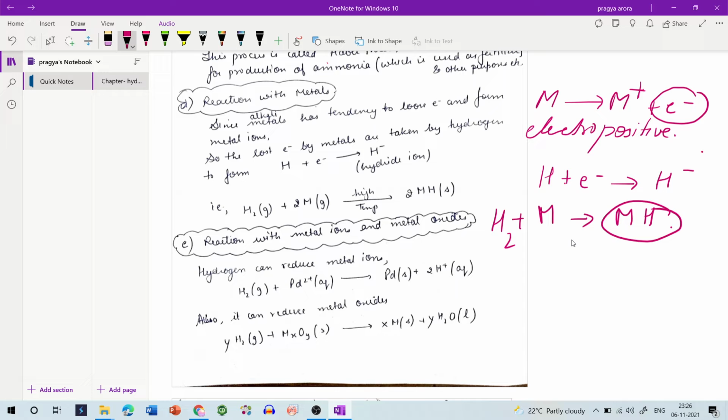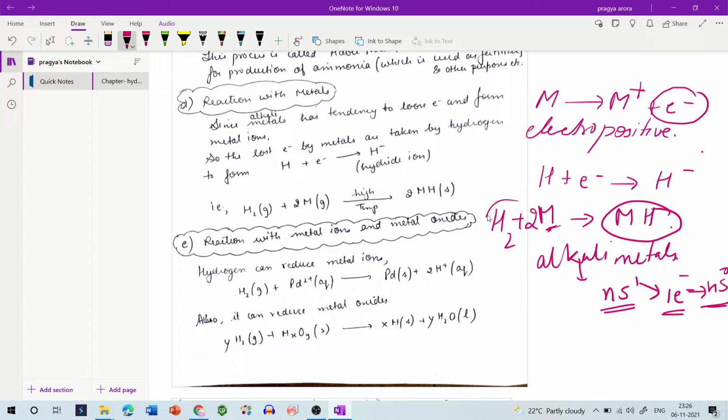These are generally formed with the alkali metals, which are more electropositive. Alkali metals have the electronic configuration ns1, so if they lose one electron, which they will do easily, they attain a noble gas configuration, so that they have zero unpaired electrons. That's why they are very electropositive in nature. So for alkali metals, two such metal atoms will be required to react with one molecule of hydrogen to form two molecules of metal hydride.